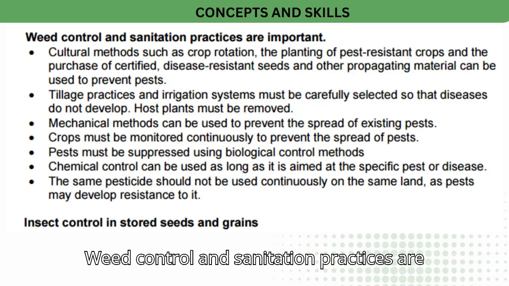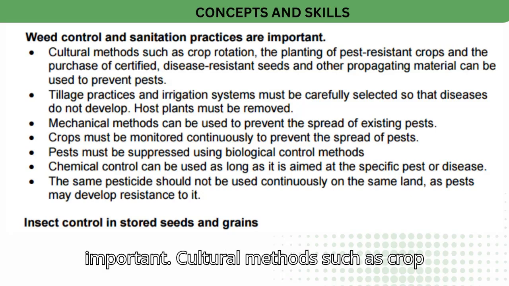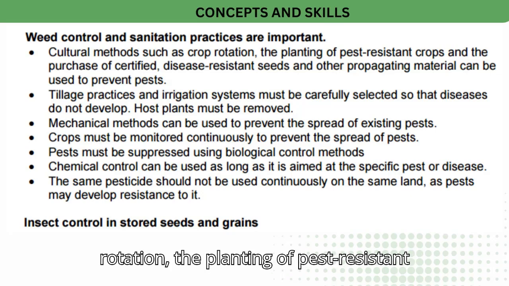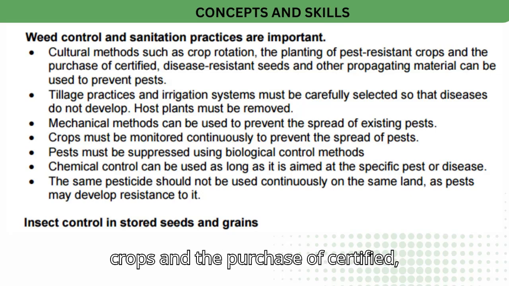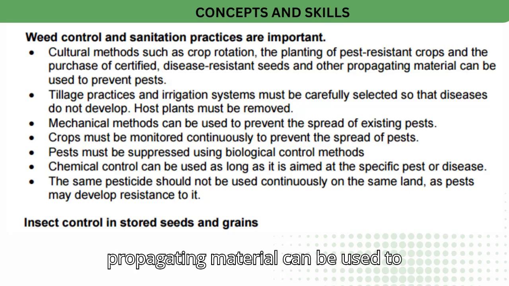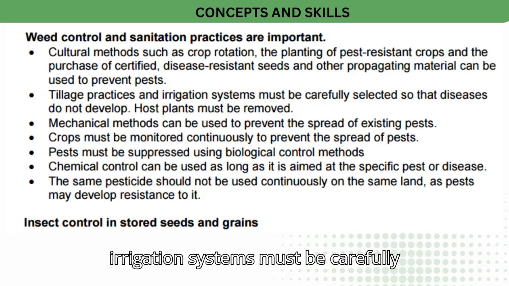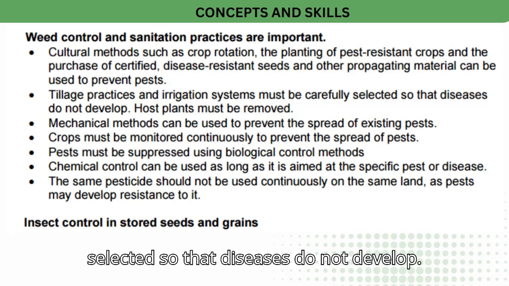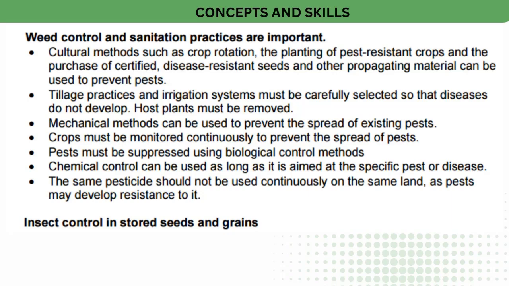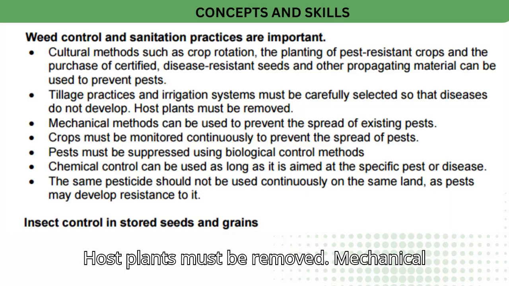Weed control and sanitation practices are important. Cultural methods such as crop rotation, the planting of pest-resistant crops and the purchase of certified, disease-resistant seeds and other propagating material can be used to prevent pests. Tillage practices and irrigation systems must be carefully selected so that diseases do not develop.